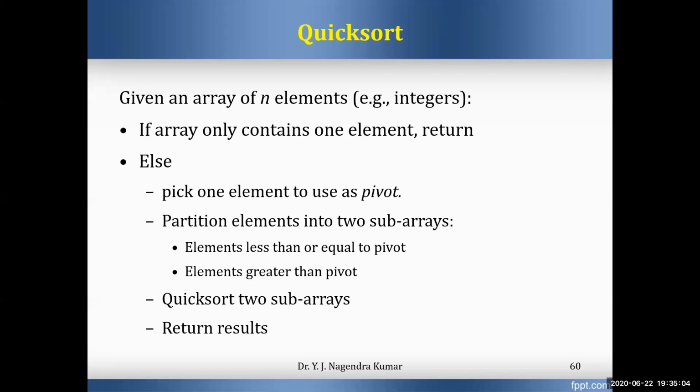The element we can call the pivot element, and then partition elements into two subarrays, so that the elements less than or equal to pivot are on one side, and elements greater than pivot are on the other side, so that we'll get two subarrays finally after this technique. Okay, so that the pivot element is at the correct position.